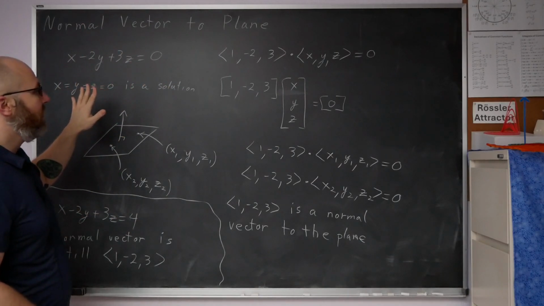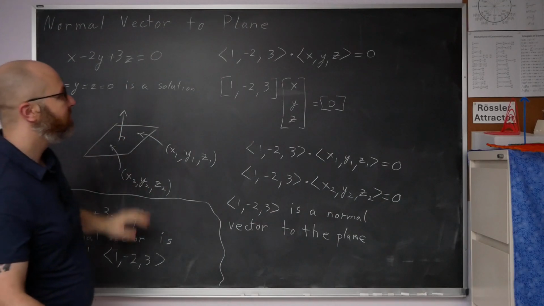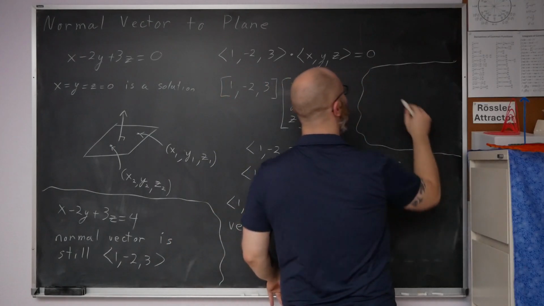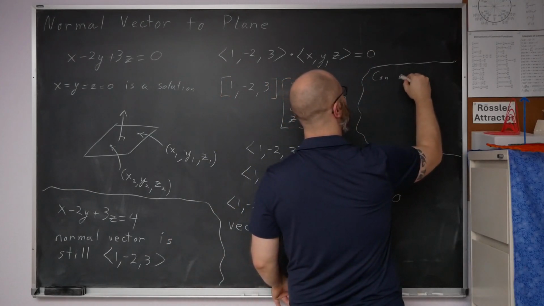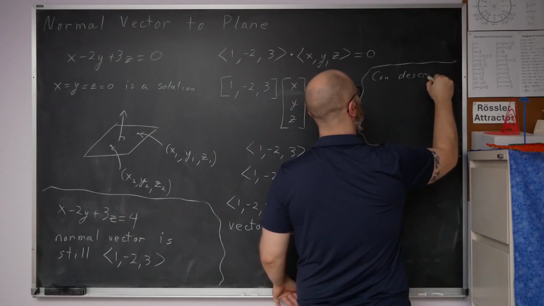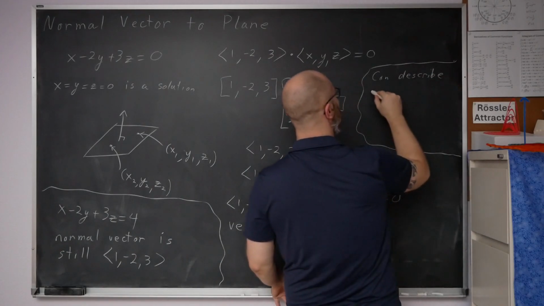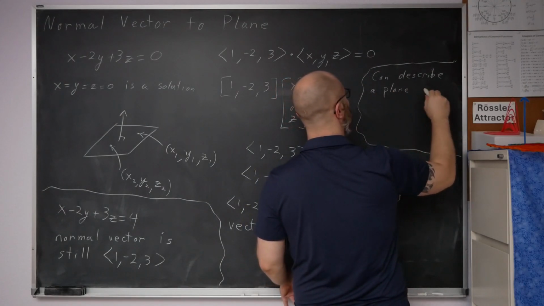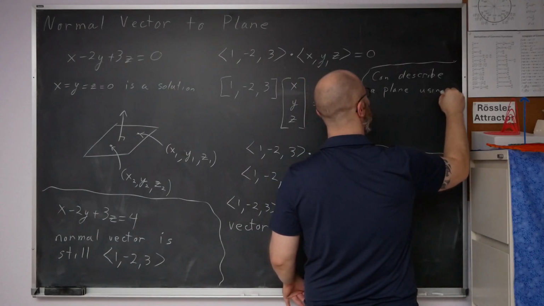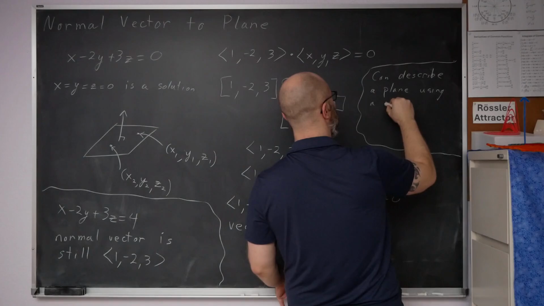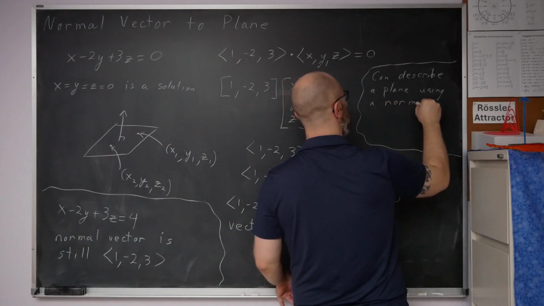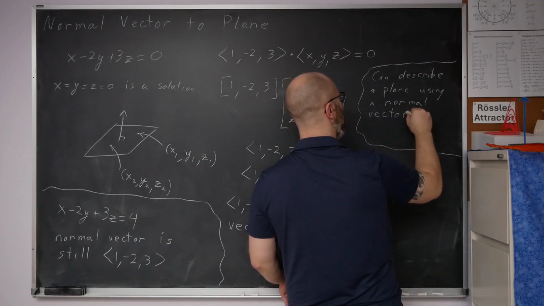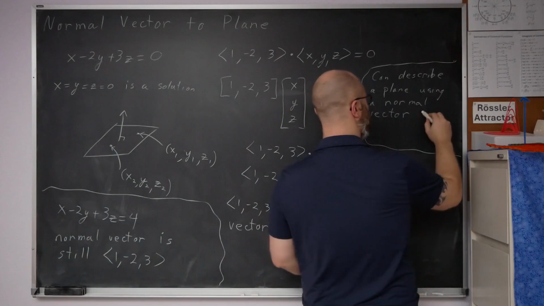So it's very useful to have, and you can make a normal vector to a plane very, very easily. There's another thing you can actually do: you can describe a plane using a normal vector and a point P in the plane.